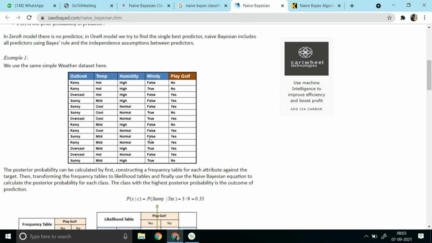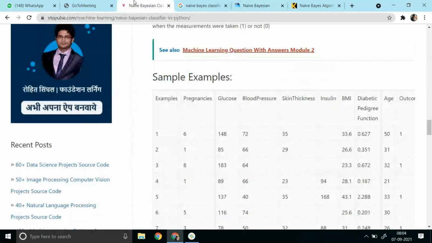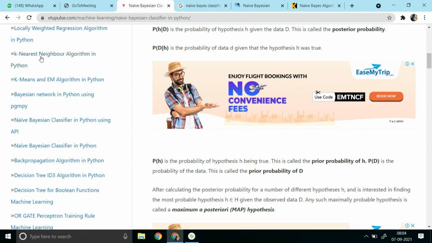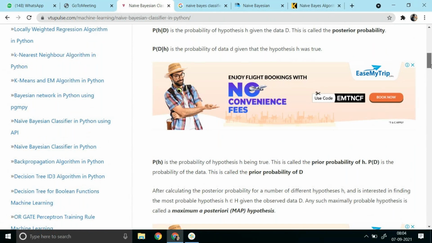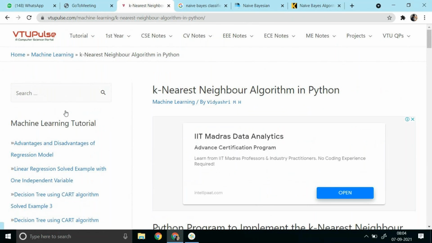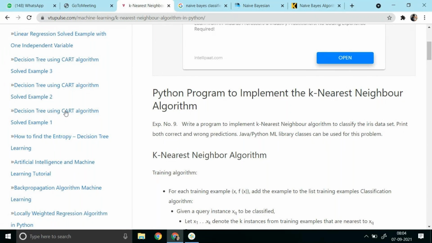So Naive Bayes classifier algorithm is done, and tomorrow we will do two other algorithms. One is k nearest neighbor, and then one more we have to learn, I guess, linear regression. The k nearest neighbor algorithm and the linear regression algorithm. These two are enough.